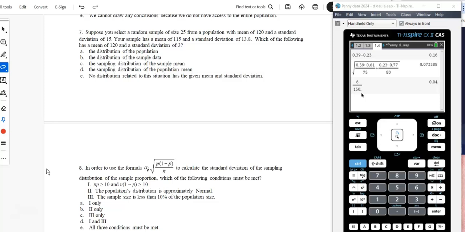Suppose you select a simple random sample of size 25 from a population with a mean of 120 and standard deviation of 15. Your sample has a mean of 115 and a standard deviation of 13.8. So just one sample has that. Which of the following has a mean of 120 and a standard deviation of 3? So the random sample of 25 from the population with a mean of 120. The population has a mean of 120 and standard deviation of 15. So 135, 150, 165. That's the mean plus 15s. And minus 15, so 105, 90, and 75, I think.